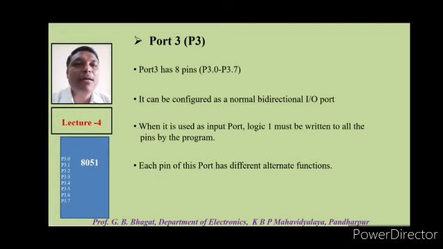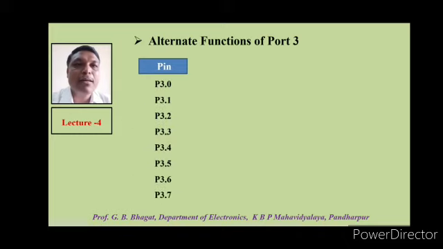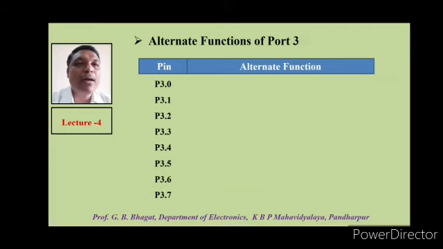Each pin of this port has different alternate functions. Let us see the alternate functions of each pin of port 3. There are a total of 8 pins, from P3.0 to P3.7, and each pin has a different function. Let us see them one by one. Pin 3.0 has the alternate function of serial input port. Through this pin we can receive data serially.